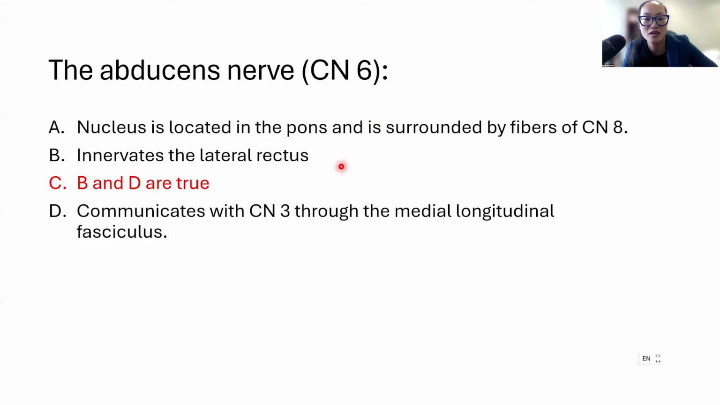And then, yes, it needs to communicate with the nucleus of cranial nerve 3 through the MLF in order for you to do a horizontal gaze properly, because whenever you do a horizontal eye movement, you are activating a lateral rectus and a medial rectus in order to look in that direction. In order to do that properly and together, there needs to be communication, and that is the MLF. If you have a lesion in the MLF, then you cannot do that communication properly and you get an internuclear ophthalmoplegia. So B and D are true in this question here.